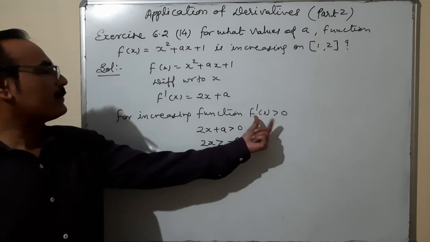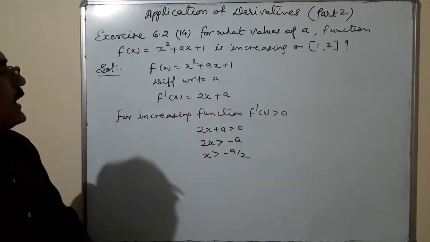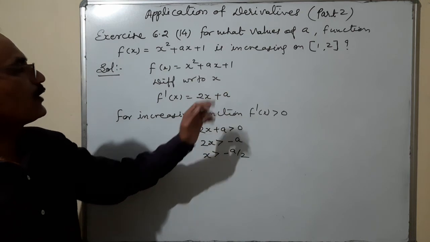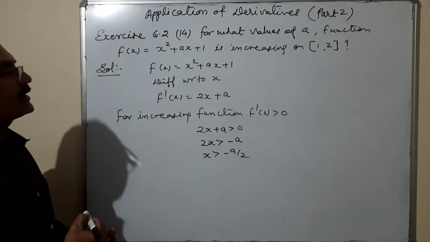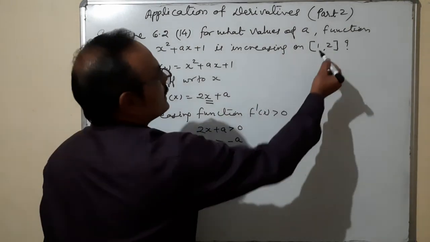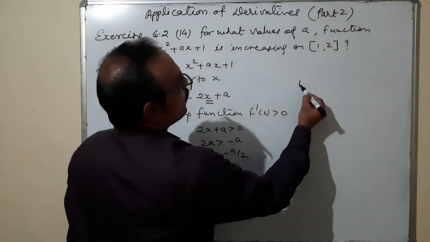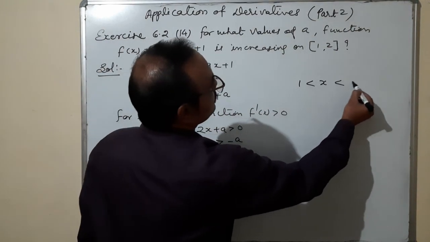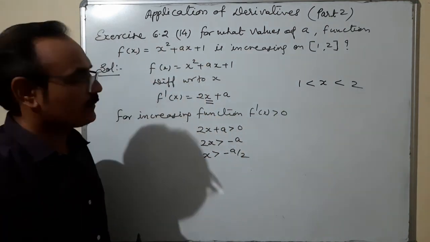Increasing function, f dash x is greater than 0. How to find out f dash x? Because here we are having 2x plus a, we want to create 2x plus a. For that, this is the x which lies between 1 to 2. 1 is less than x is less than 2. Is that okay?